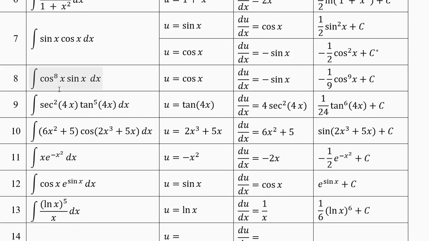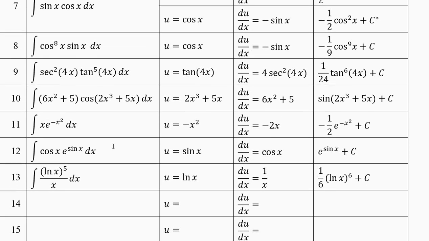Now let's look at the eighth example: cos power 8 x into sine x. The derivative of cosine x is minus sine x. So you have u power 8, and u equal to cosine x. And you will get u power 9 as the answer. It is cosine power 9, and this minus 1 over 9 will come with your steps. You have to do the steps very carefully so that you get the correct number with the correct sign.